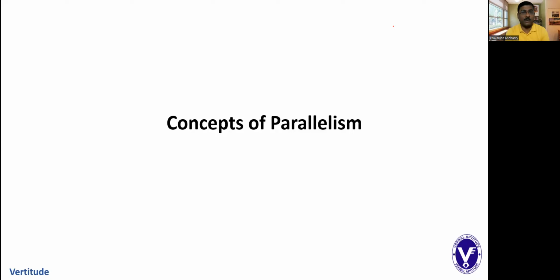The second one, where you get the maximum number of errors in a sentence after subject verb agreement, is related to parallelism. So let's discuss the concepts of parallelism, and then we'll do some questions to get a better hold of parallelism. So what is parallelism?